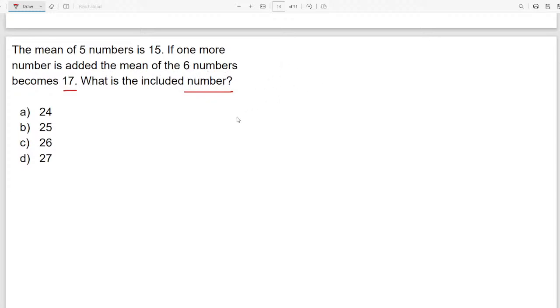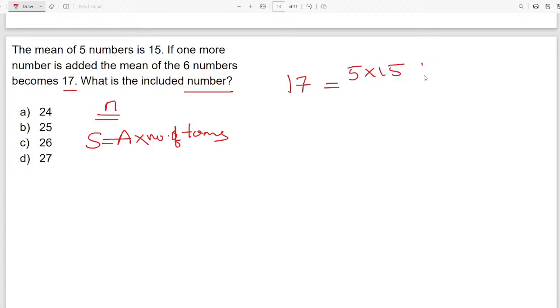Let the number that is added be n. We know that sum is equal to average into number of terms. So the combined average of 6 numbers is 17, that is equal to the 5 numbers' sum, which is 5 into 15, plus the new number n, and there are a total of 6 numbers.